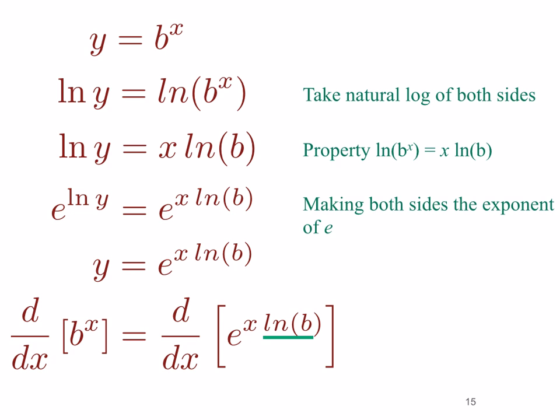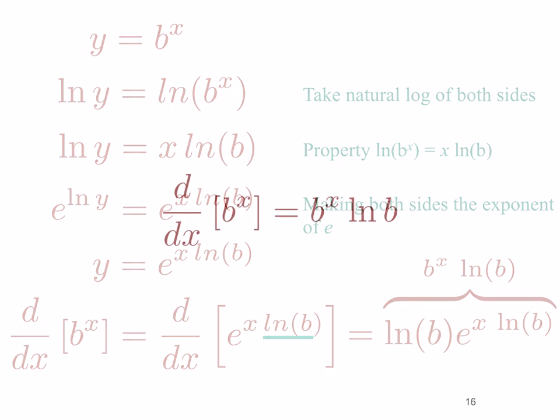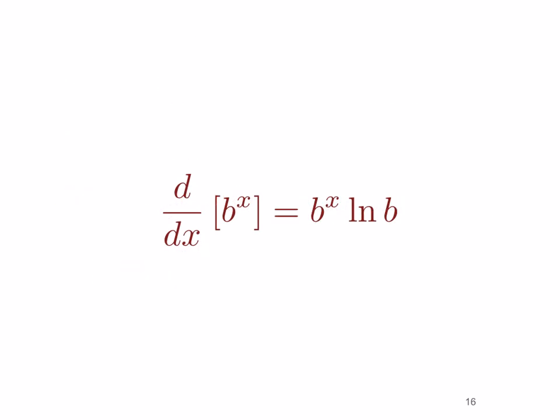Now that ln b is just a constant k, so we're going to use that derivative formula that we just came up with. And so that means that the natural log of b times e to the x ln b is a derivative of b to the x. Now we can simplify that using our rules of logarithms and exponential functions, and we just get that the derivative of b to the x is equal to b to the x ln b. So then we have a formula for taking the derivative of all of the exponential functions of the form b to the x.